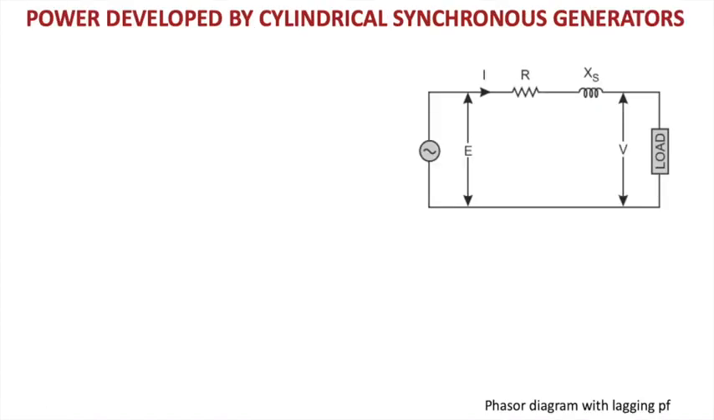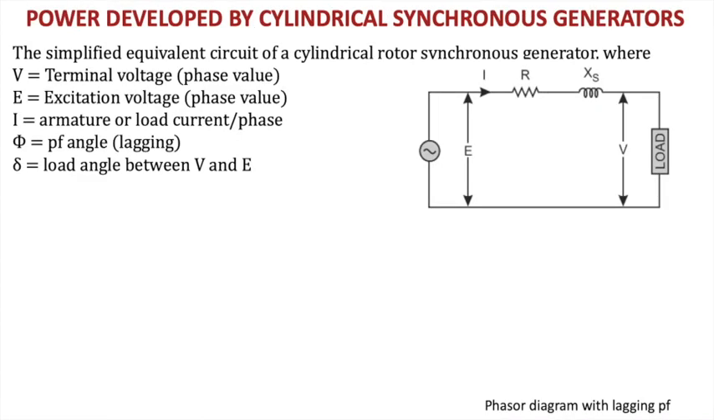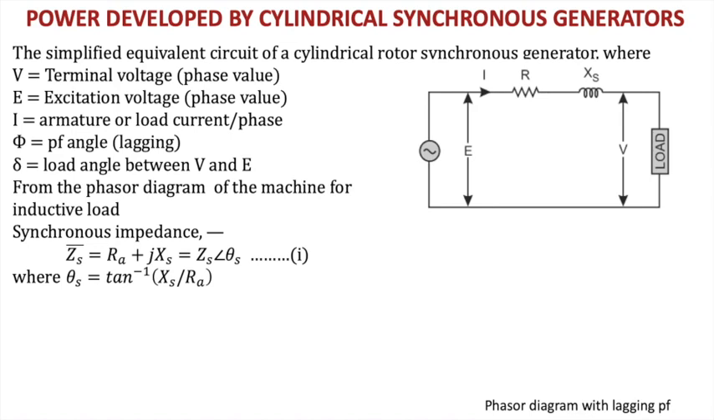So now what is the power developed by the cylindrical rotors? We have a few terminologies: V is the terminal voltage, E is the excitation voltage, I is the armature or the load current per phase, phi is the phase angle considering the lagging one, and del is the load angle between V and E. These are the common nomenclatures we have been following throughout.